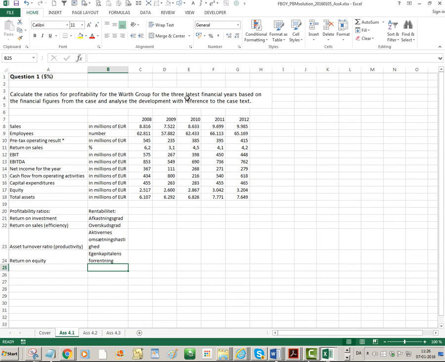And what they actually ask you to do is to calculate it for the last 3 years, but now we have data for 5 years in front of our nose. I think we will not just do it for all 5 years. So let's start with the first year here.